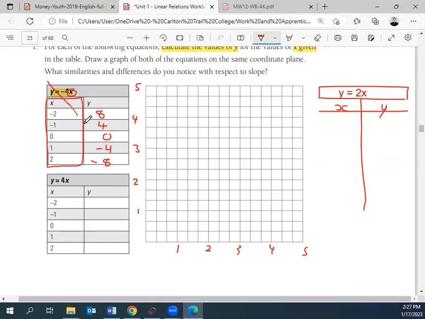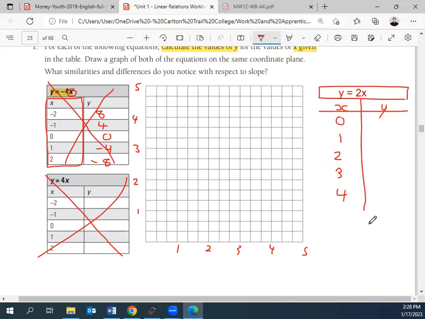We're going to ignore these two things, so just pretend they don't exist. We're going to make a t-chart of it, and we're just going to use the first few numbers. So 0, 1, 2, 3, and 4.